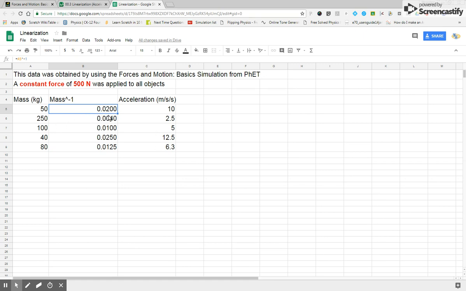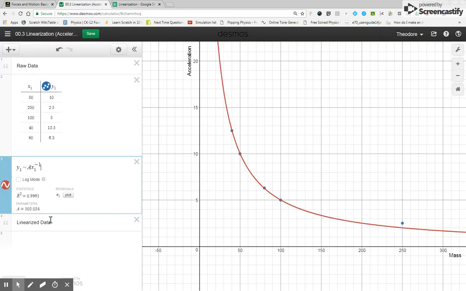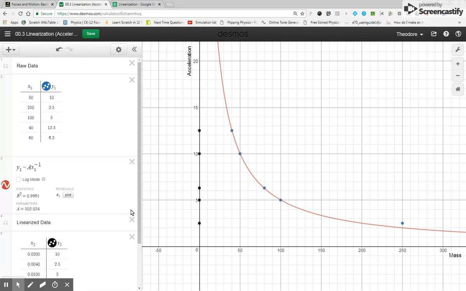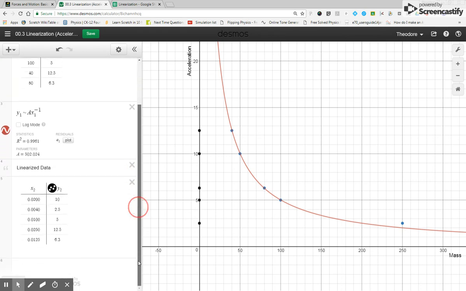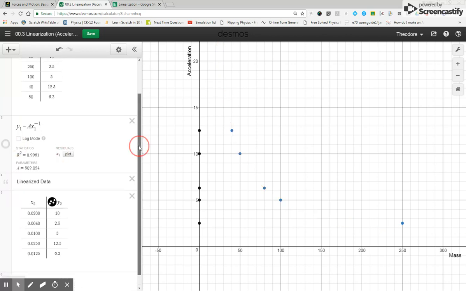Now, we said the acceleration seems to be dependent upon the inverse of the mass. So if I plot the inverse of the mass and the acceleration together, I should see a linear relationship. So I'm going to highlight this data, hit Control-C, and now I'm moving back over to Desmos. I'm going to put in a new table here and do Control-V. Okay, and then we'll notice that now our graph is x2 and y2 rather than x1 and y1. I'm going to hide the old graph.